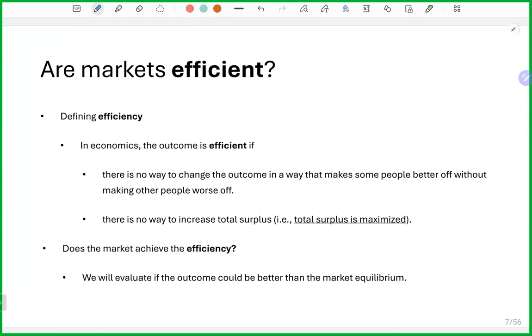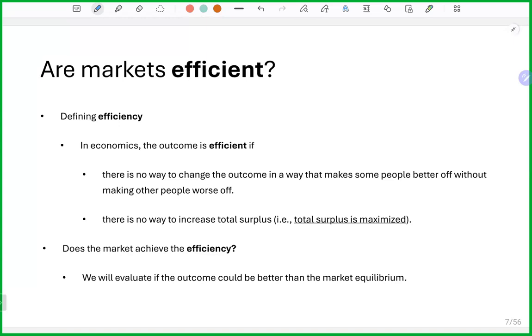More specifically, we define it as efficiency if there's no way to change the outcome in a way that makes some people better off without making others worse off. If I give a better grade to somebody, then I have to give a lower grade to other people. Then it's efficient. So the total surplus is maximized under the efficiency. So the question is, does the market achieve the efficiency?